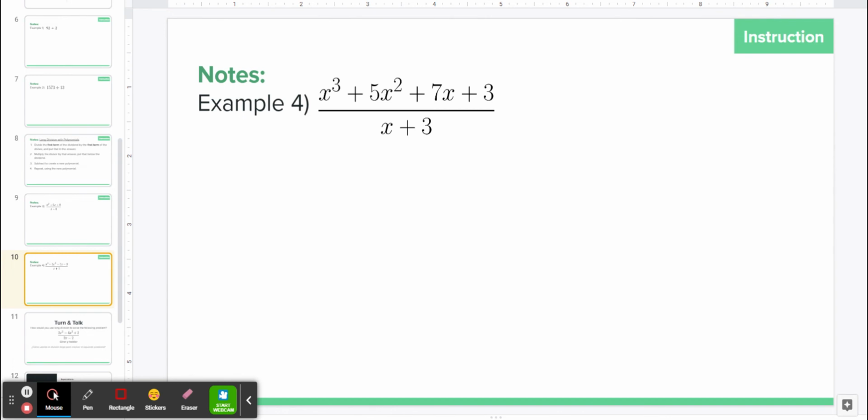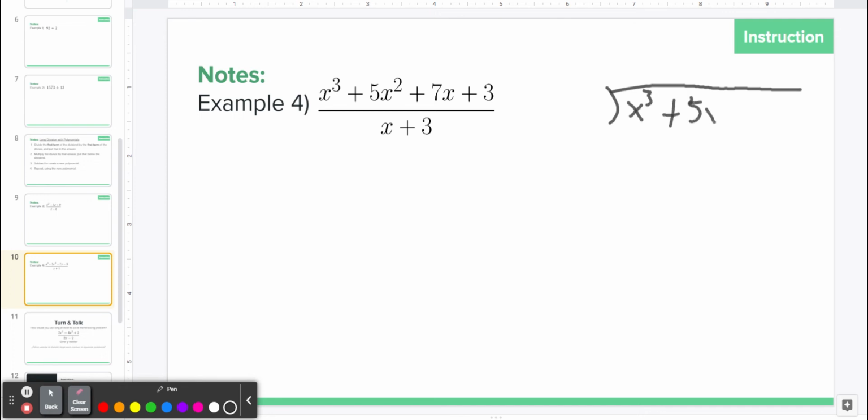So in example 4, it gets a little more difficult, but the principles hold the same. We're just dealing with longer polynomials. So go ahead and pause your screen if you would like to try this on your own, and then you can compare it back to the work that I do. All right, now that your screen's unpaused, we're going to set up our long division problem first. Okay, we'll put x to the third plus 5x squared plus 7x plus 3 underneath, and I need a little longer sign. We'll have x plus 3 on the left-hand side.